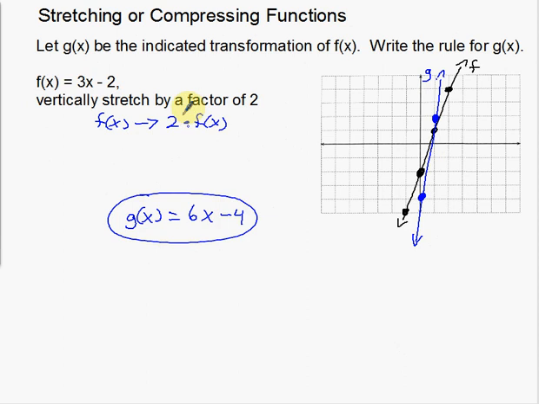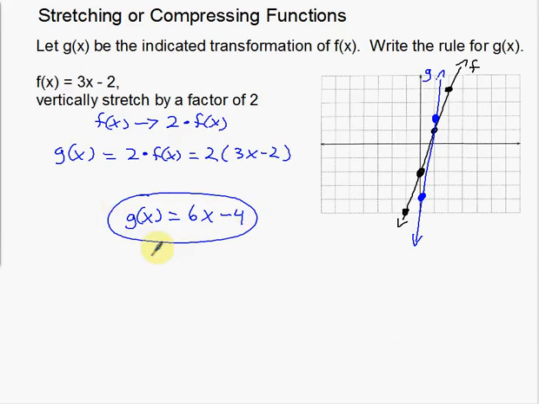If you vertically stretch something, you're going to multiply the entire function times that number, okay? Or divide by that number if you vertically compress something, because everything's going to get smaller. All right, so my new g of x, my new function, is going to be the old function, except I'm just going to multiply times 2. Take the old function and multiply times 2. And then this is the result that we would get. Okay? All right, so there we go.